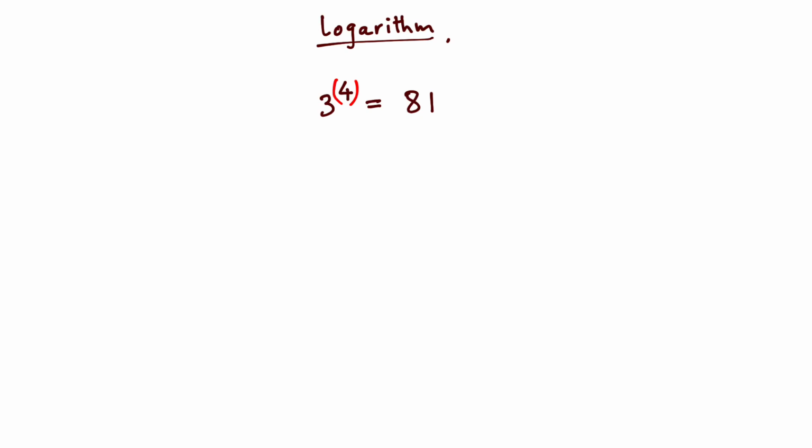In the given example, I have already shown you that 3 raised to the power 4 is 81. But if this 4 is not given, then using the logarithm, we can find the power or the exponent on a given base. And what is base? 3 is the base here, 4 is the exponent or the power, and 81 is the argument.